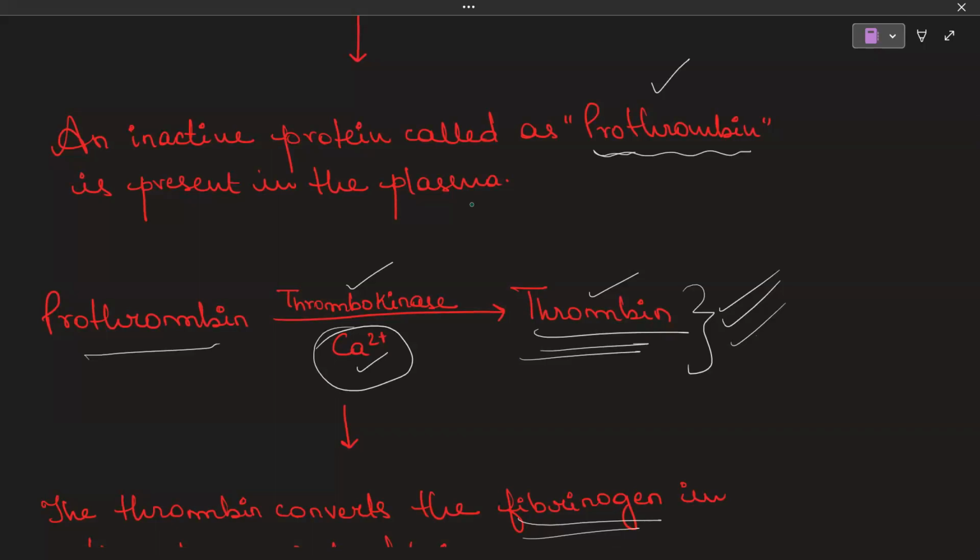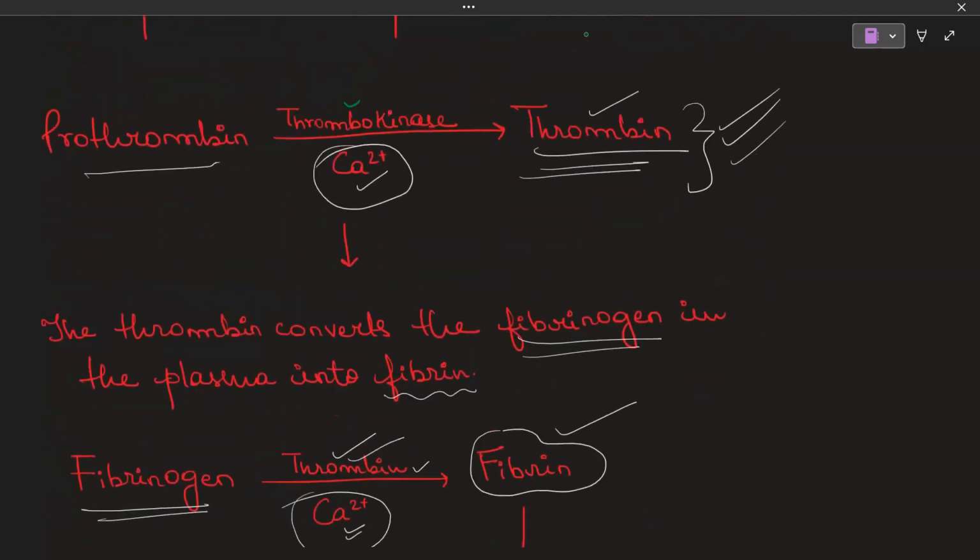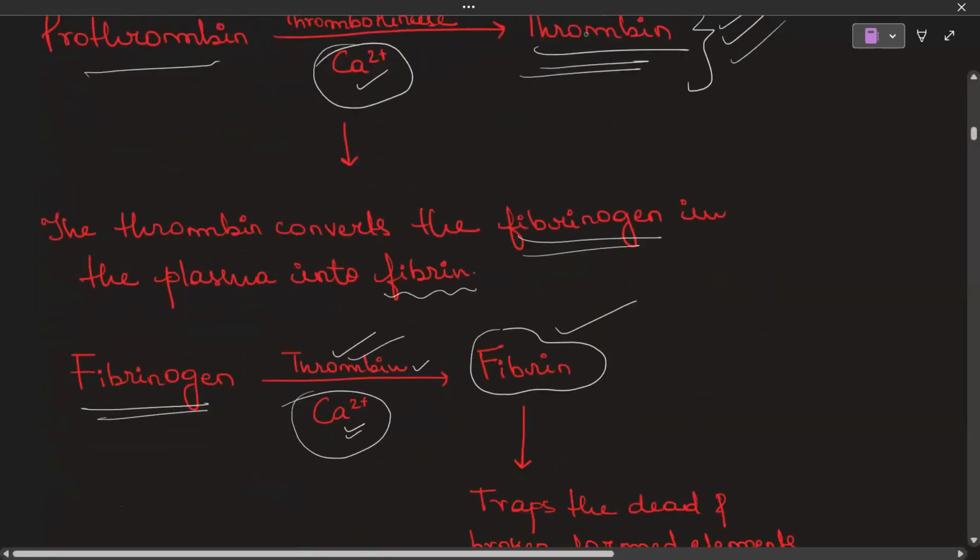Now, let us see what is behind it. This prothrombin gets converted into the active protein, that is thrombin, in the presence of thrombokinase. And who made the thrombokinase? Thromboplastins made the thrombokinase. And now this thrombokinase will turn the inactive protein, prothrombin, into the active protein, that is thrombin, in the presence of calcium dipositive ions.